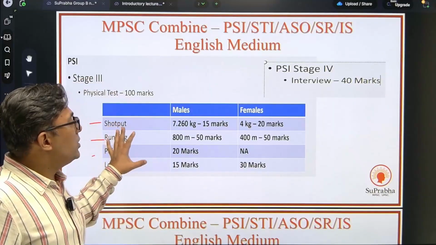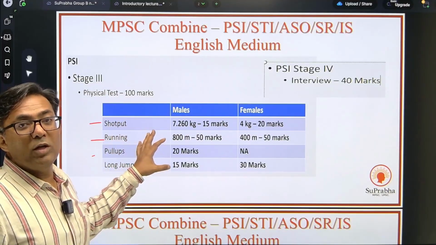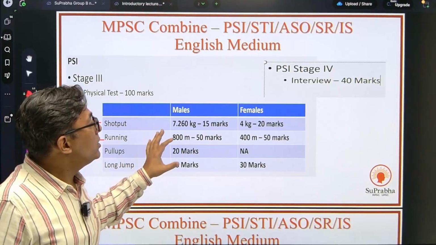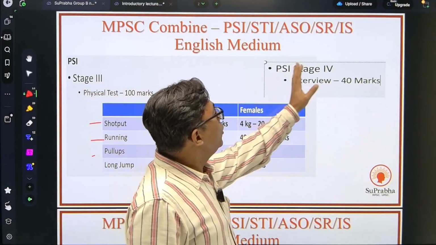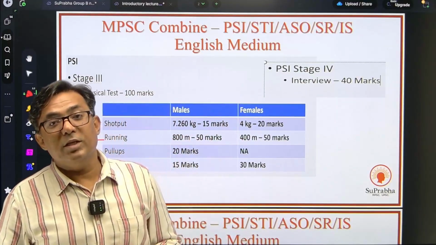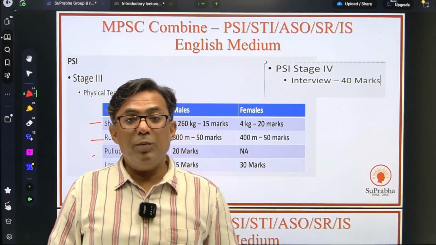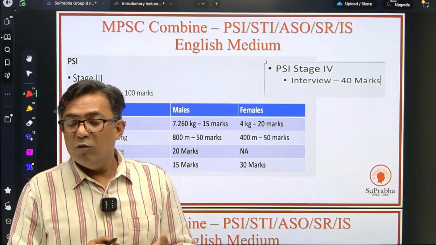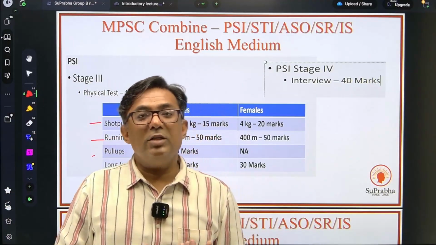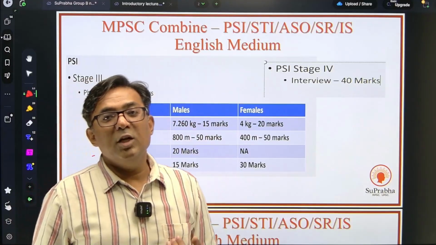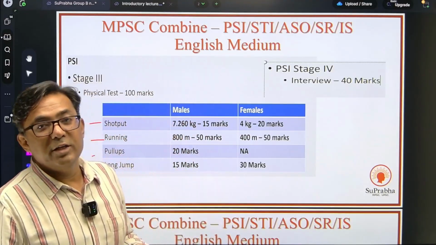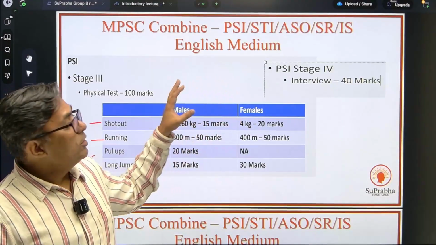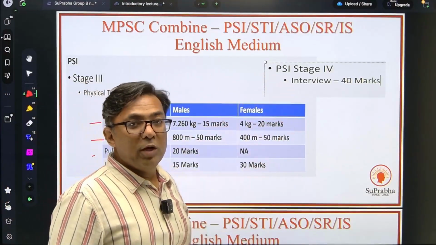Fine. So this physical test is going to be qualifying for the PSI exam. After you have qualified the physical, you are going to face the interview for PSI. Mind you, the interview is going to be only for PSI, that is the Police Sub Inspector post. For STI, State Tax Inspector, Assistant Section Officer, for all these posts, you don't have an interview. It's going to be only the prelims and mains, which we have just seen. Just for PSI, you will have these 2 additional stages.